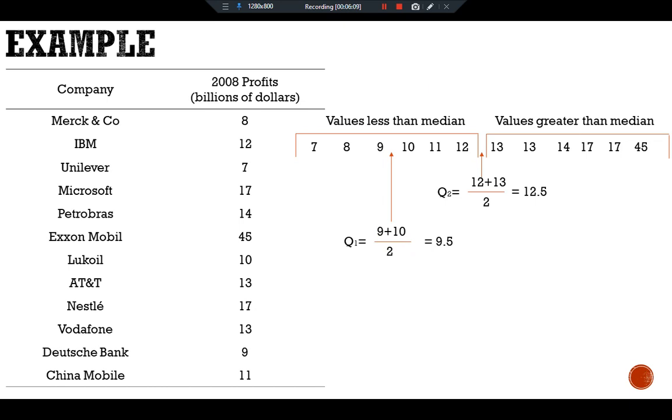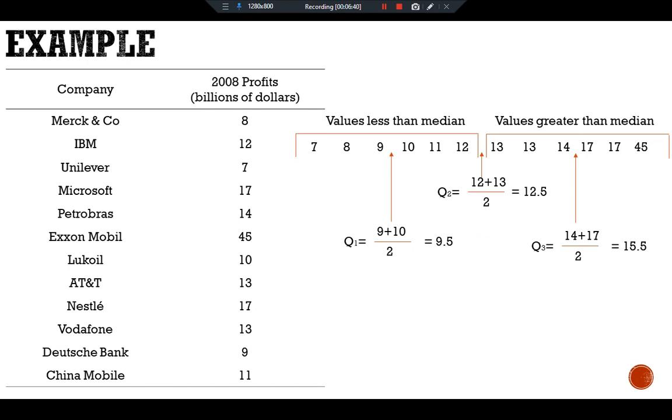And for getting Q3, we divide the greater than median data into two parts and get Q3 equal to 14 plus 17 divided by 2, and we get 15.5. Okay, here the notable thing is that Q2 is our median, as we have divided our data into two parts.